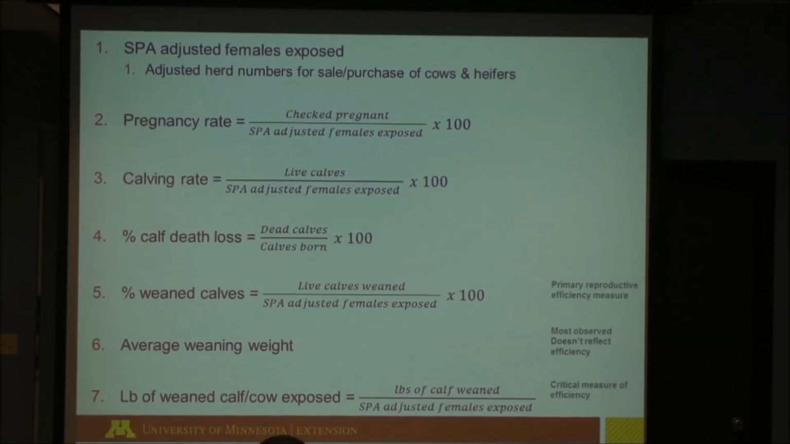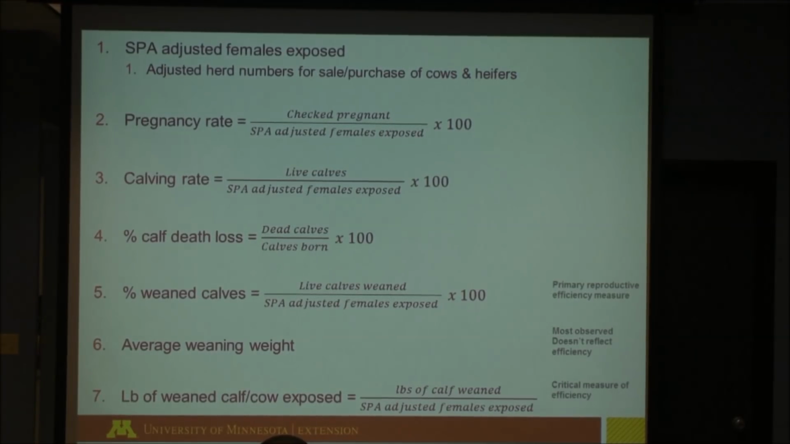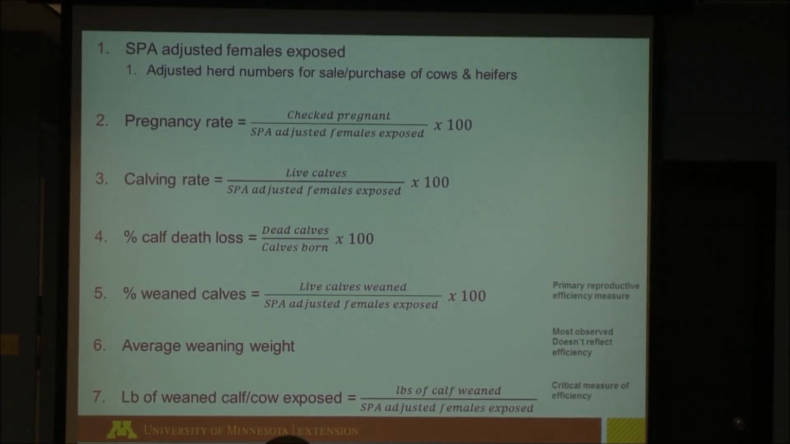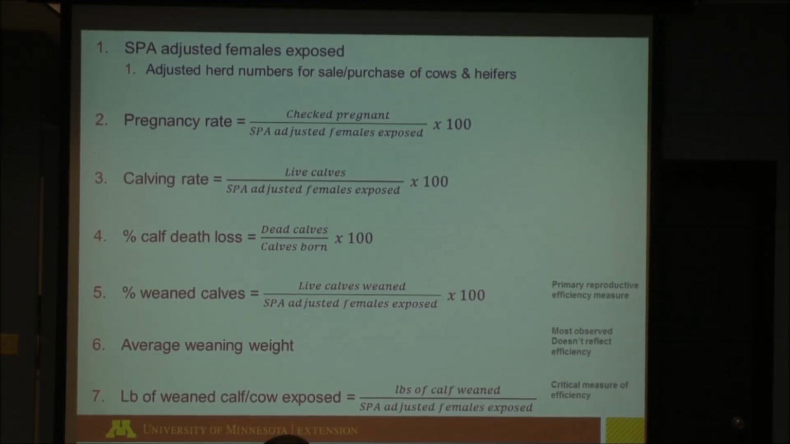All right, this first one, adjusted females exposed. All this does is account for the fact that we have cows moving in and out of the herd at different phases of the reproductive cycle. So maybe we're selling open cows, buying some bred heifers, that sort of thing. So this just corrects for that, and we use it when we calculate some of these other things. Next, pregnancy rate: cows checked pregnant divided by our exposed females. Then we have calving rate: calves on the ground divided by our exposed females.